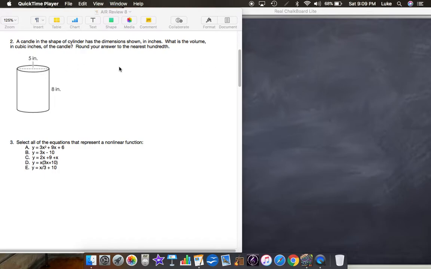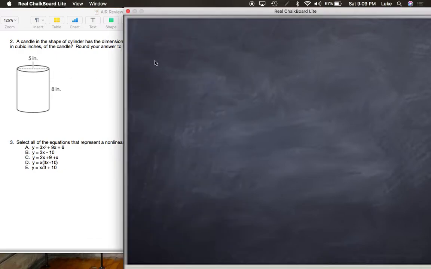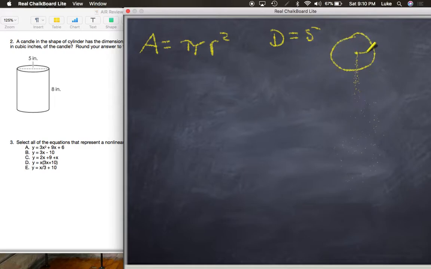Now, if we are using a circle and it gives us a diameter of 5 inches, we need to remember that the area of a circle is found by saying pi times the radius squared, or pi r squared. Now, here's the catch. It gave us a diameter of 5. If we remember, the diameter is 2 radiuses, or radii, which is half the diameter. That's r right there. That's a radius.